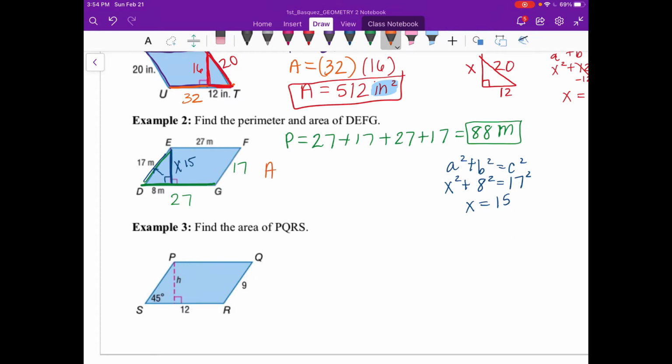So the area is the base, which we established was 27, and the height, which I just found, is 15, giving me an area of 405 meters squared.